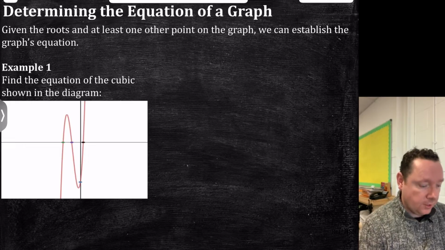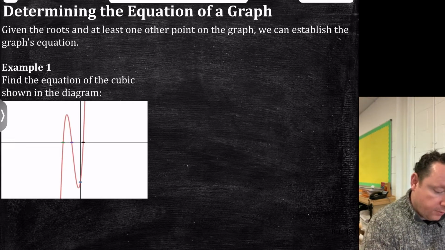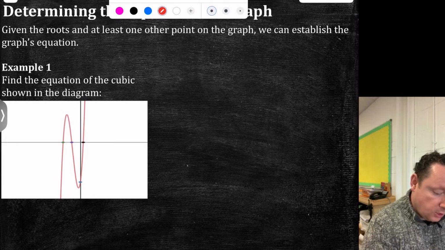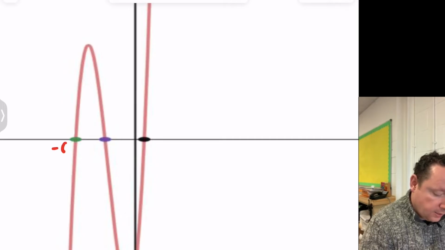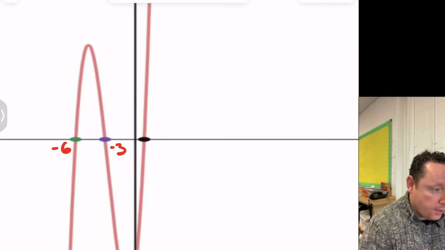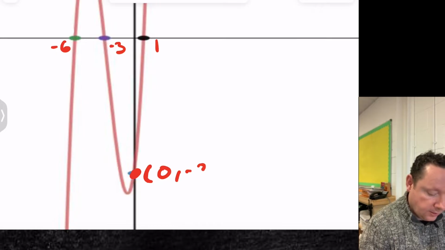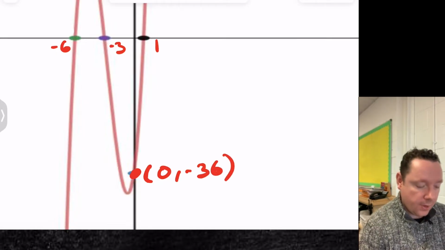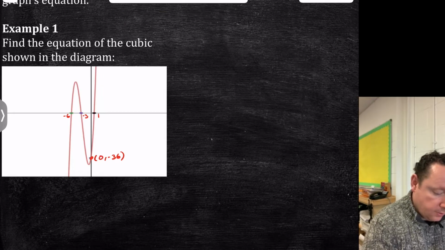So here's a simple example. It says, find the equation of the cubic shown in the diagram, and I'm going to give you the points that they give us in this question. So let me just note these on. They tell us that this is minus 6, that this is minus 3, that this is 1. They also give us 1 point way down here, and they define that point as 0, minus 36, which we're going to need in a minute. So now, since we've got our roots, we can immediately say, here's our roots.